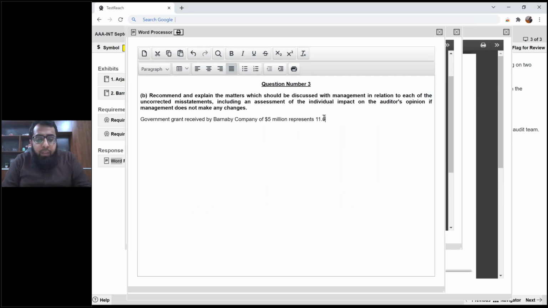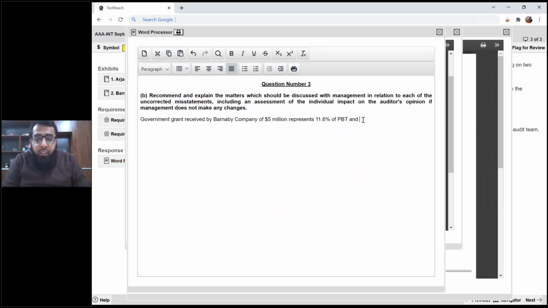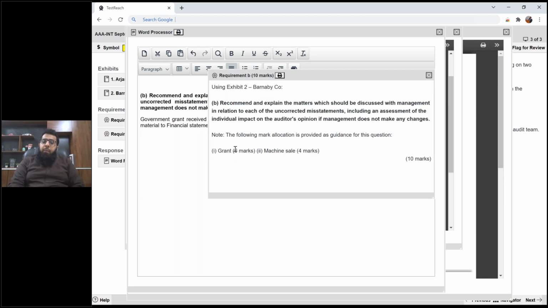Represents 11.6% of PBT. And how much percentage of assets? No one is answering today. Very sad. Multiply it by 100. So it's 4.7% of assets. Yes, 4.7% of assets. Therefore, material to the financial statements. So first of all, we have calculated the materiality, 1 mark. How many marks for this government grant part? 6 marks for the grant. Okay, no problem.